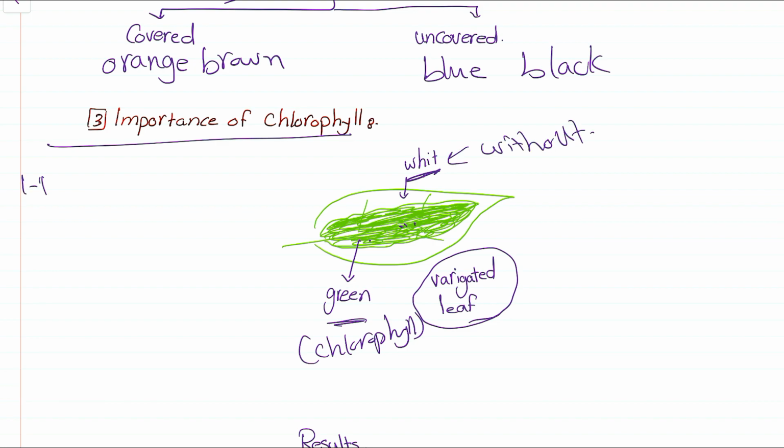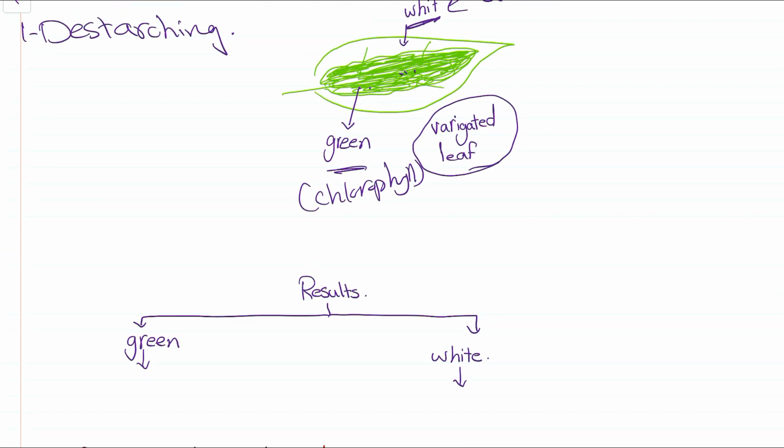So what shall we do? Destarching, keeping it for 48 hours in a dark place, then taking it under suitable conditions for photosynthesis for a few hours, and then checking the presence or absence of starch using iodine solution. In the green part, because we have chlorophyll, the color will be blue black. In the white part, orange brown, because I don't have chlorophyll. So by this experiment, I proved that chlorophyll is very important for photosynthesis.